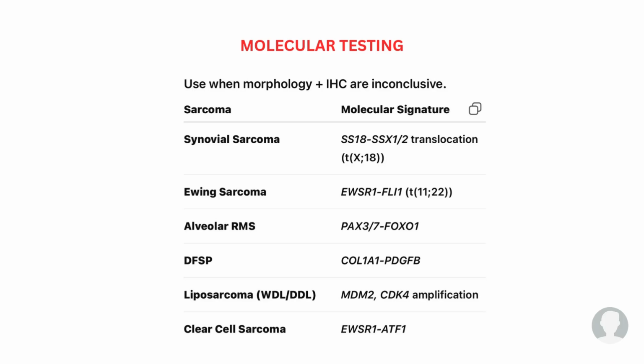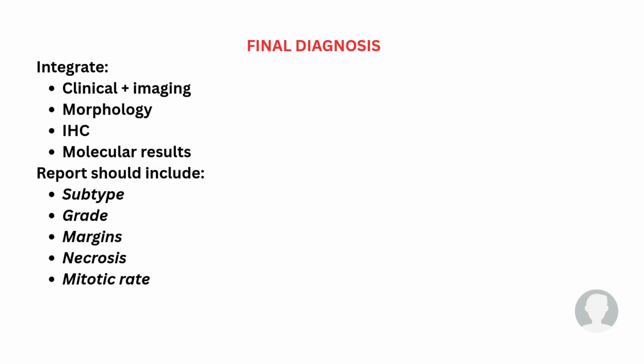Molecular testing is done when morphology and immunohistochemistry are inconclusive. I have given here a list of molecular signatures for specific sarcomas. You can go through this and memorize these. For final diagnosis, always integrate clinical findings with imaging findings, morphology, immunohistochemistry studies, and molecular results. And the report should include the subtype, the grade, the margins, necrosis, and mitotic rate.